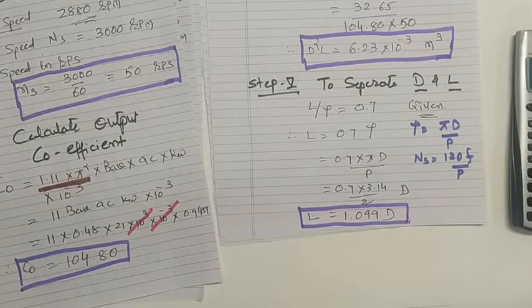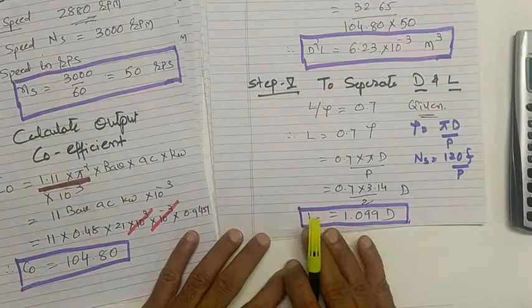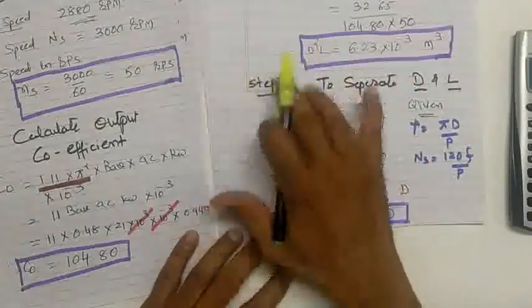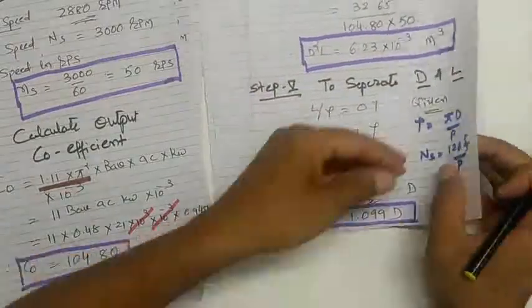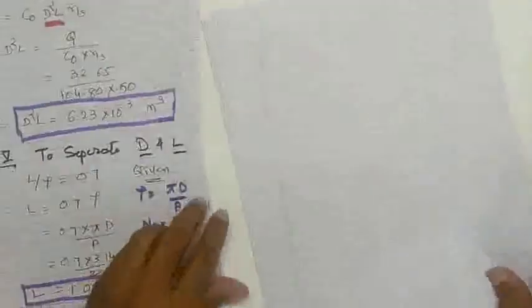Now what we do is we substitute this value of L into this D square L equation. So let us proceed further. Now substitute this value.